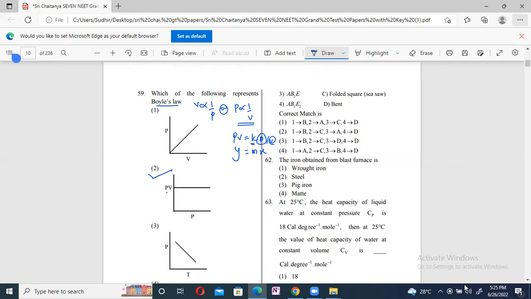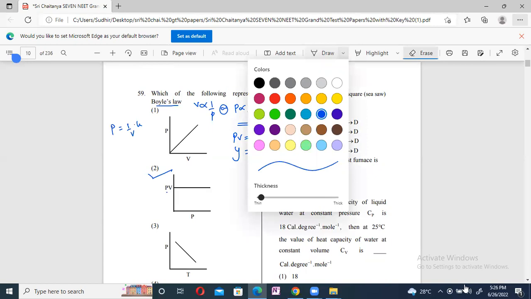Because if you do it here with P and V, we are getting P equal to 1 by V into K. This should be 1 by V, then the graph would be correct. But they gave only V, so it is not correct here, right? So the answer is only the second option.